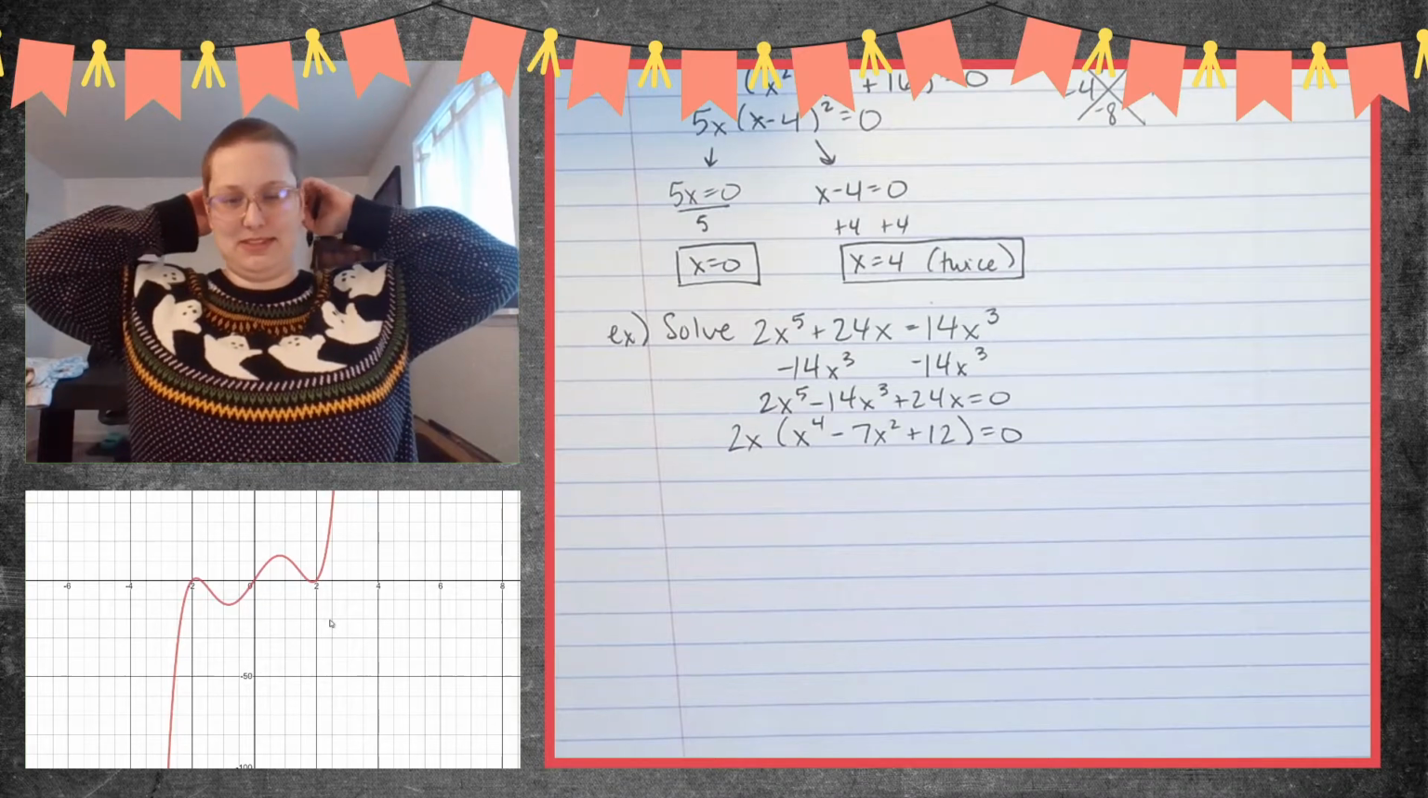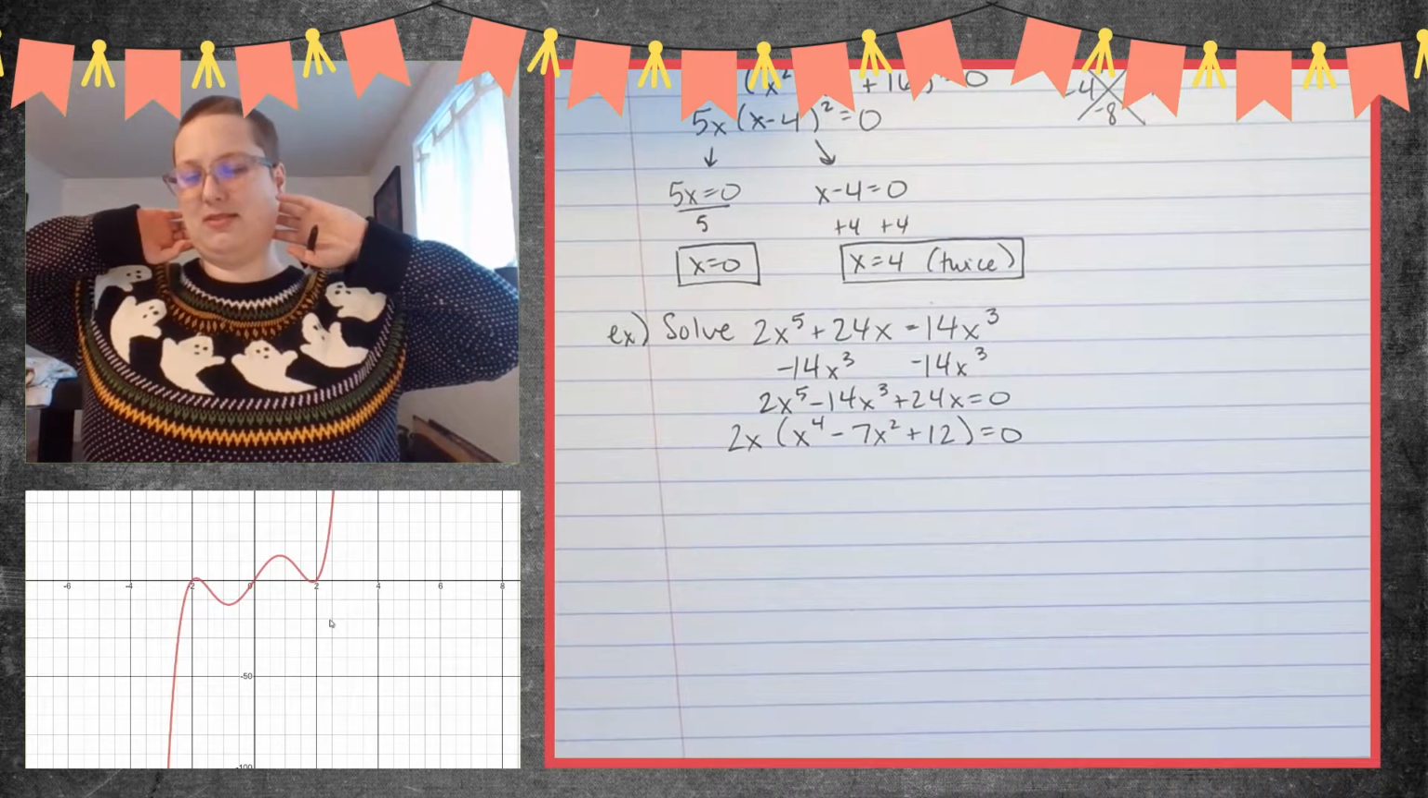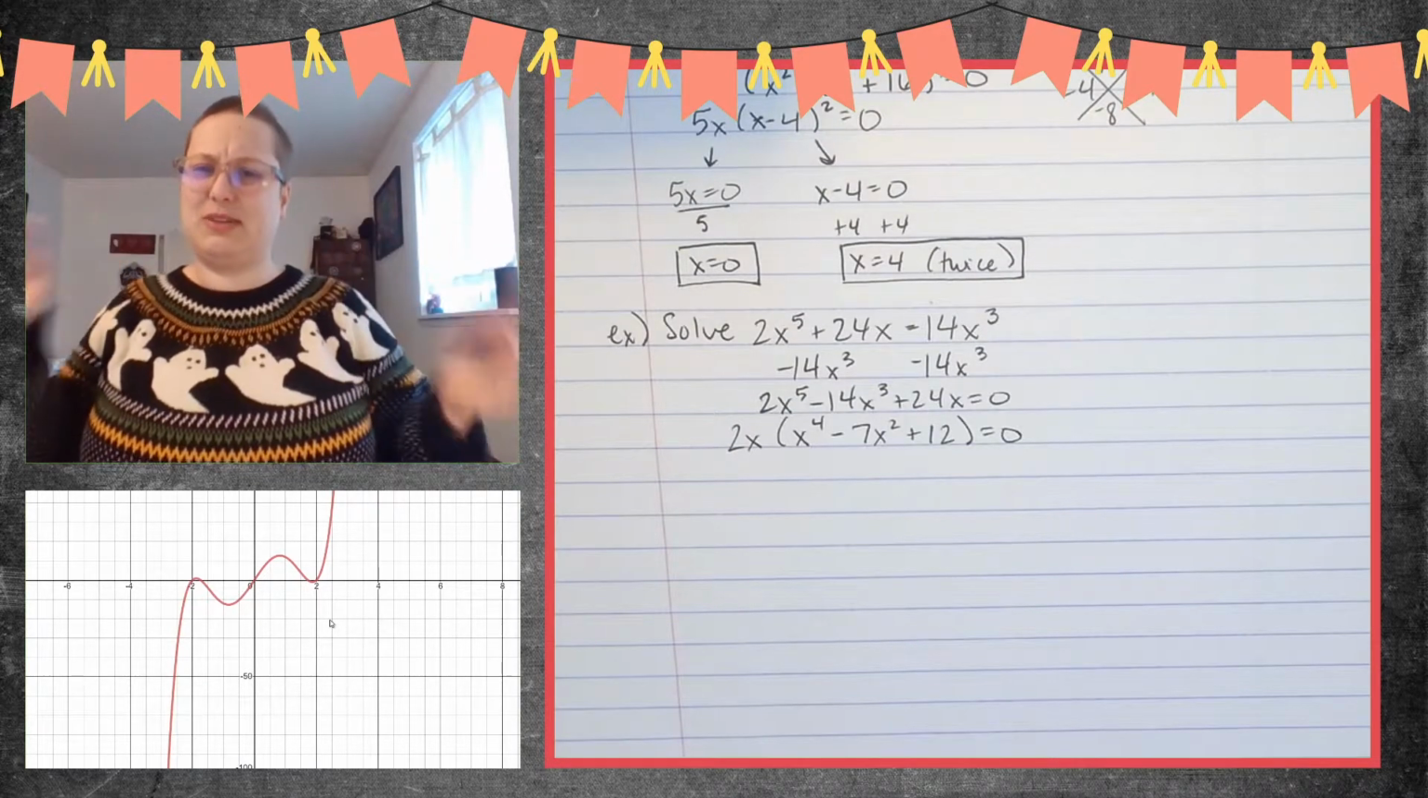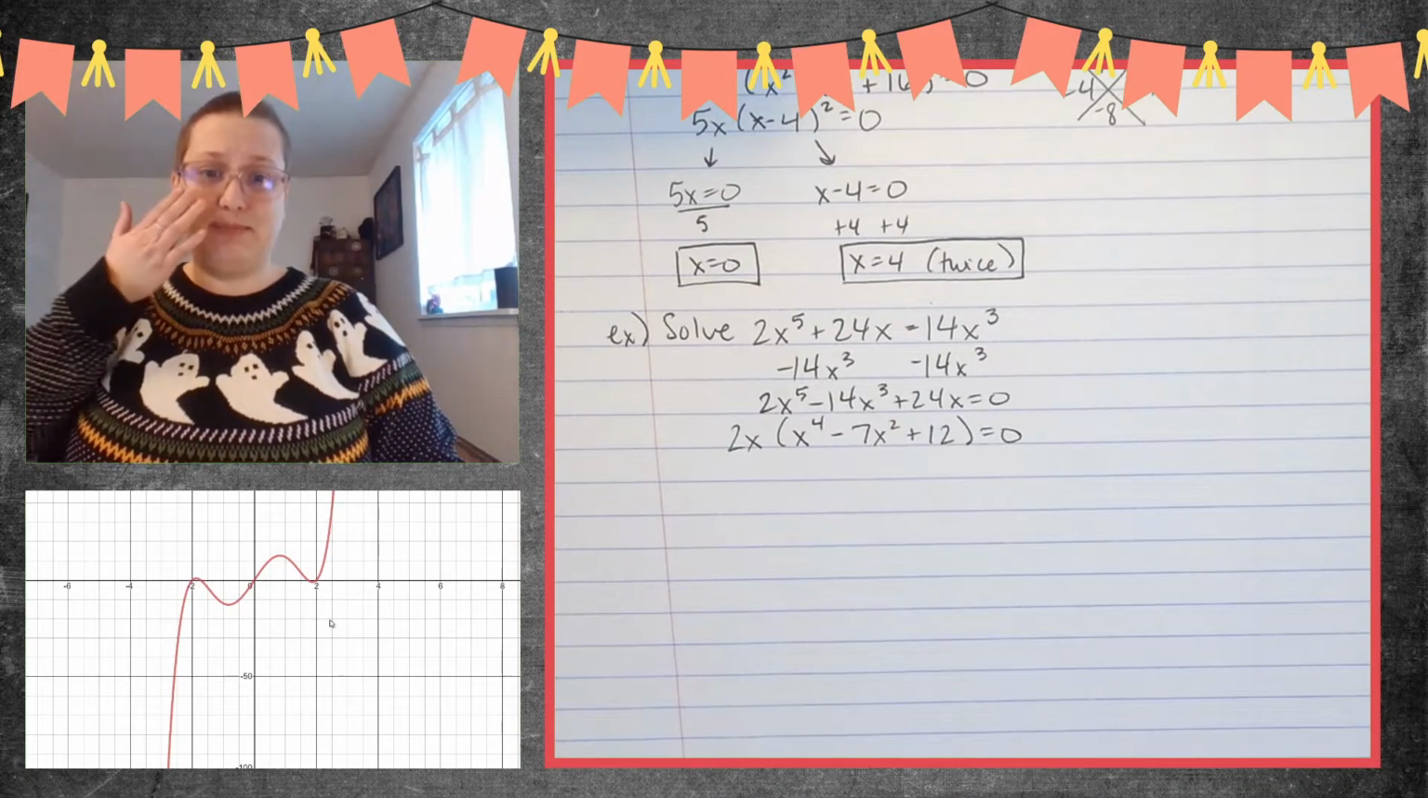I'm not going to lie to you, this one you could probably factor. 12 is 3 times 4, so they're going to be involved in this.